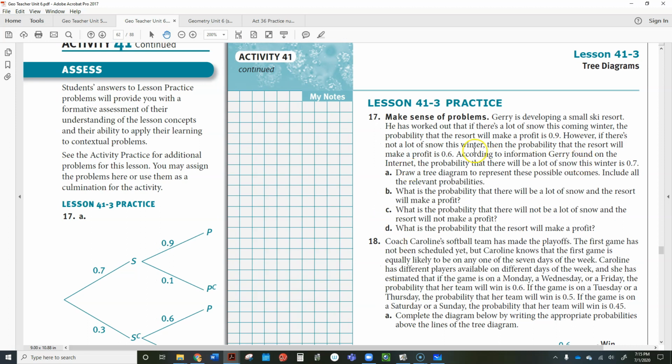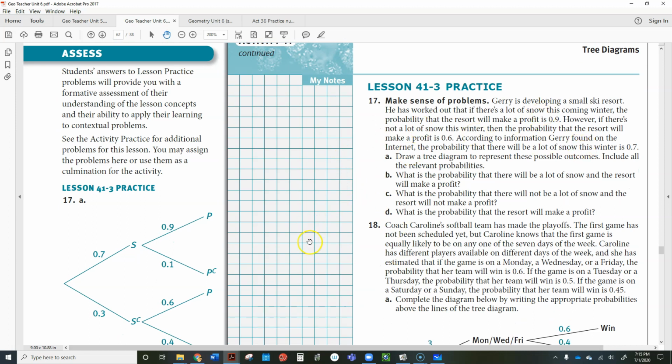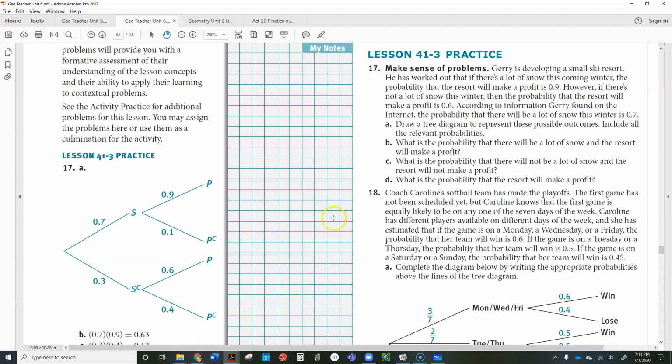So they want you to do the same thing. They want you to draw a tree diagram. So this one goes back to it's either going to snow or it's not going to snow. And then after this event happens, we either get a profit or we do not get a profit. So that's what he's building, a ski resort.